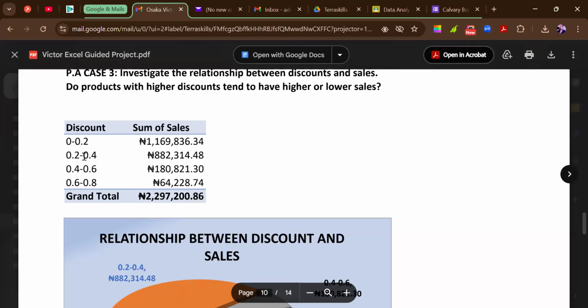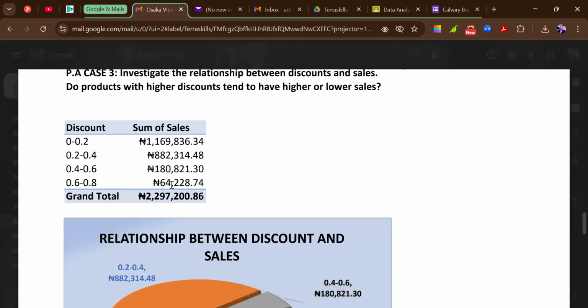For some of our products that have about a 20% discount on them, we made more sales compared to the products where we have between 60 to 80% discount. We made less from them. In this regard, these can be interpreted as a loss, because if we hadn't given a discount, we might not have even gotten up to this extent in terms of sales. Do you understand what I'm trying to say now?